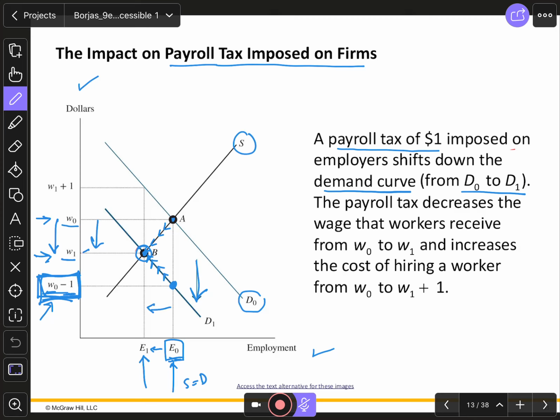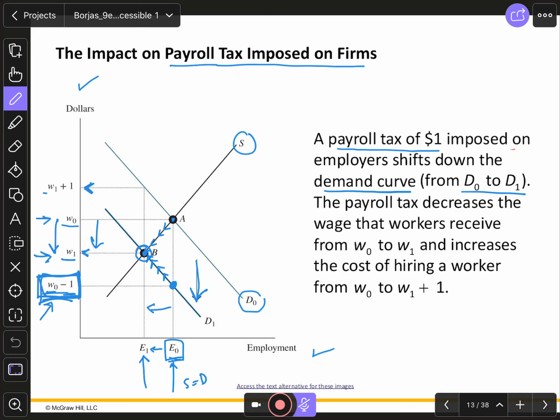This is how much they are actually paying to workers, but this is how much workers actually cost them. It costs them to hire each additional worker not just W1, but W1 plus the dollar. So the cost of hiring is this one, and how much they pay to workers is this one, which is W1. So the payroll tax decreases the wage that workers receive, from W0 to W1, and increases, this is important, the cost of hiring workers from W0 to W1 plus 1.